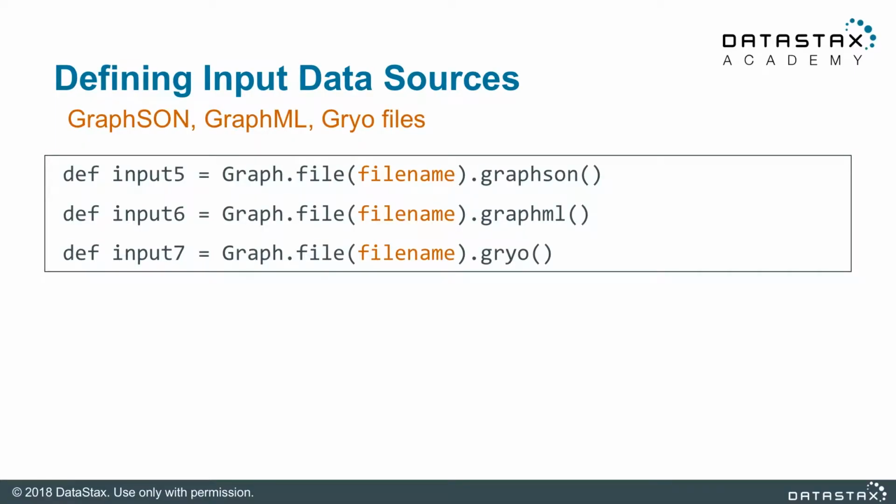Now, if your input data is one of 3 main graph file formats, the syntax is a little bit different. We call the graph method specifically the file name and then the type of graph format we're reading from.